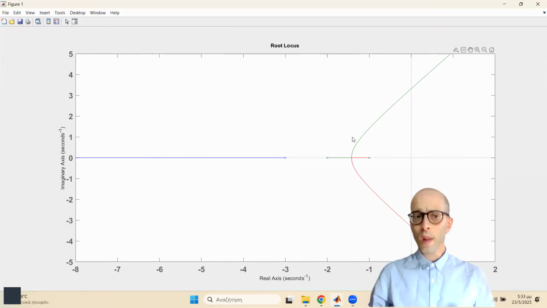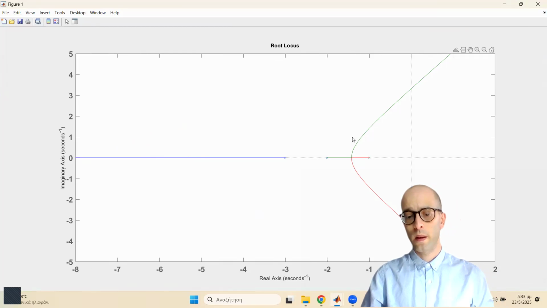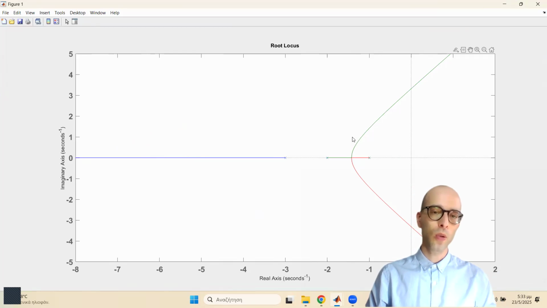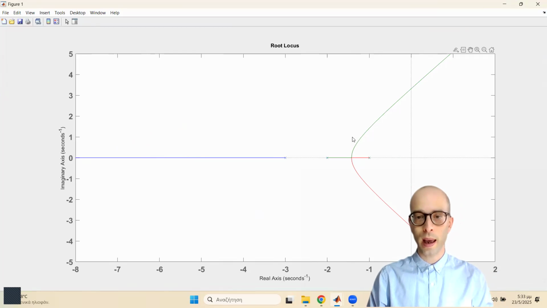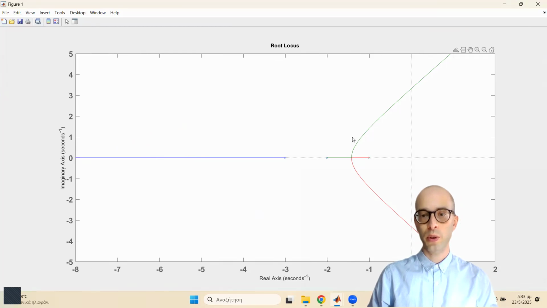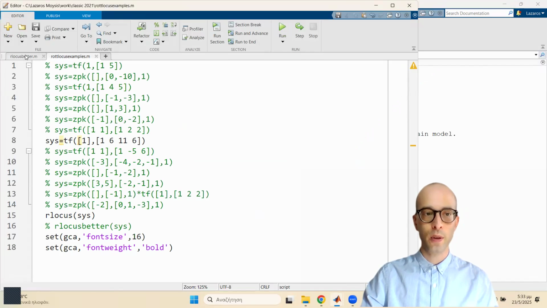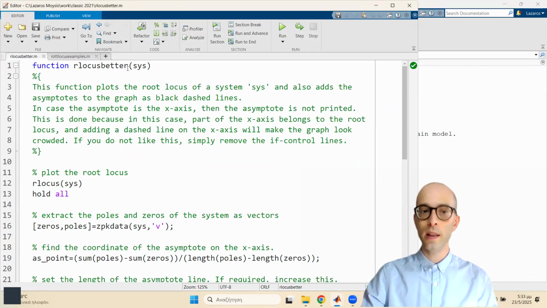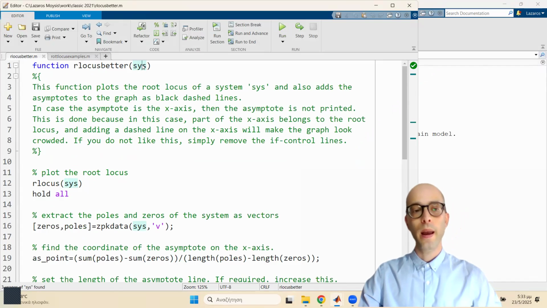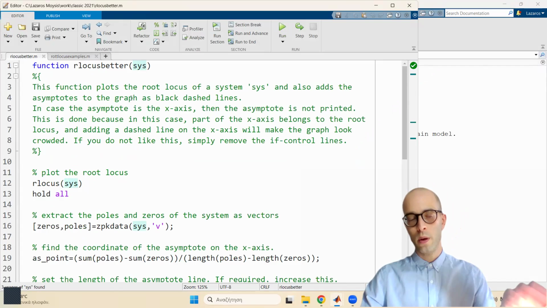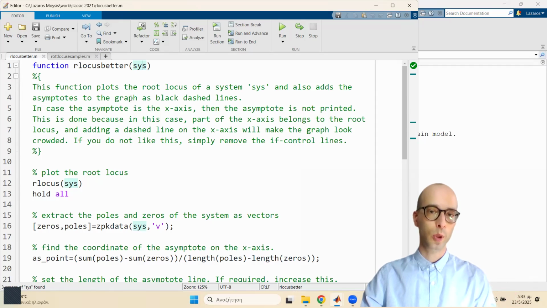Now, as you know, the locuses inside the root locus follow some specific asymptotic lines as they go towards infinity. But the root locus function by default doesn't plot these asymptotic lines. So let's add them ourselves. I have a very simple variation here that takes any given system and plots the root locus in the original form and then adds the asymptotic lines.